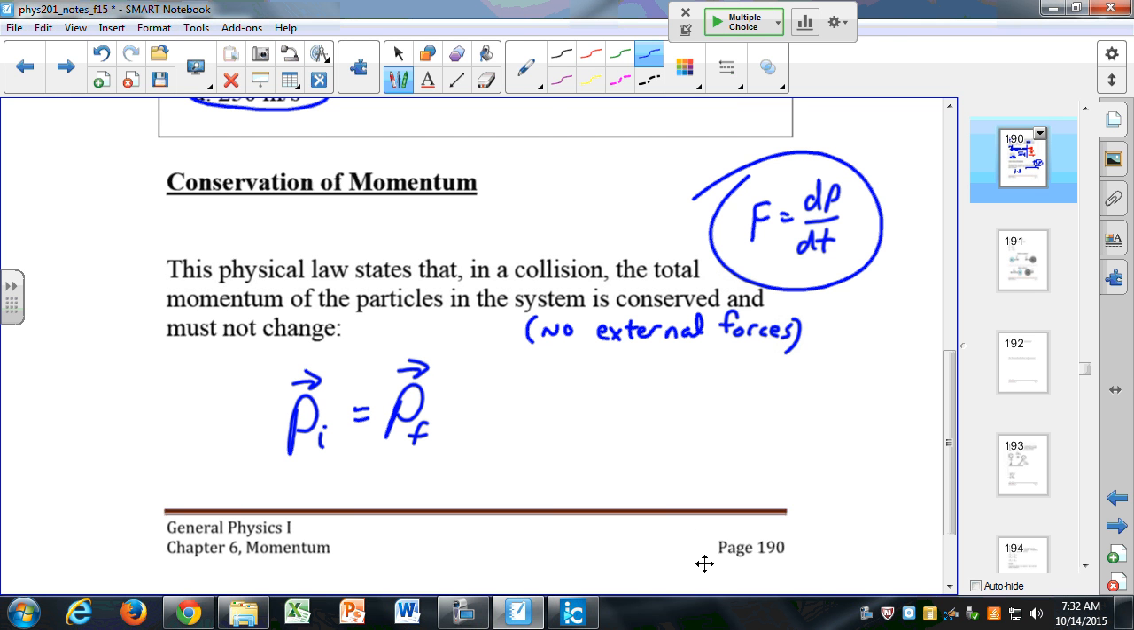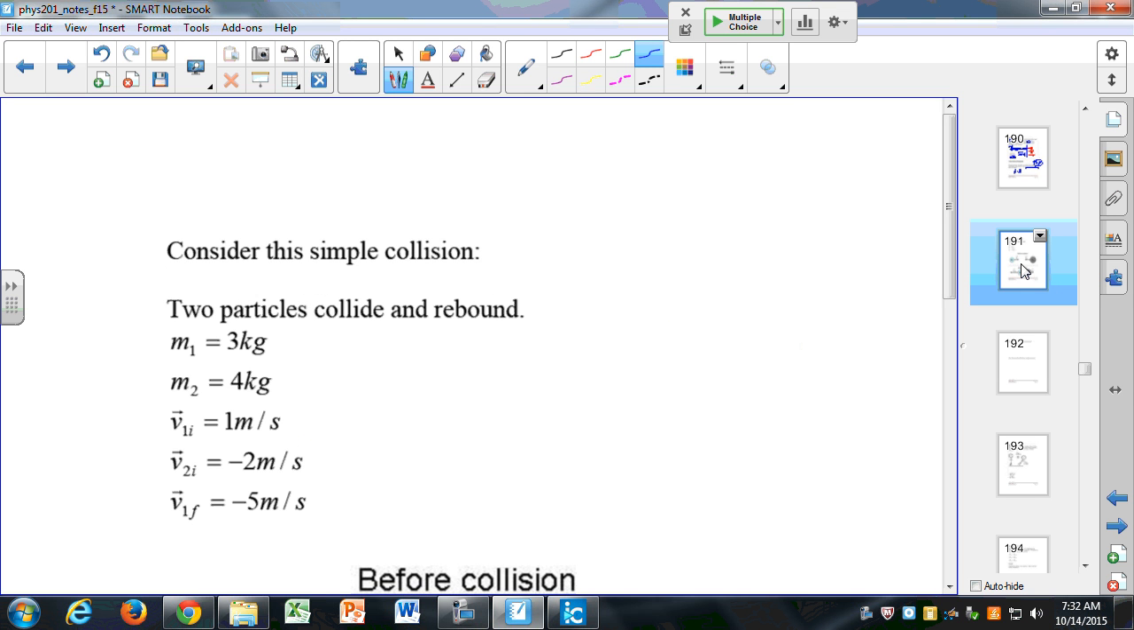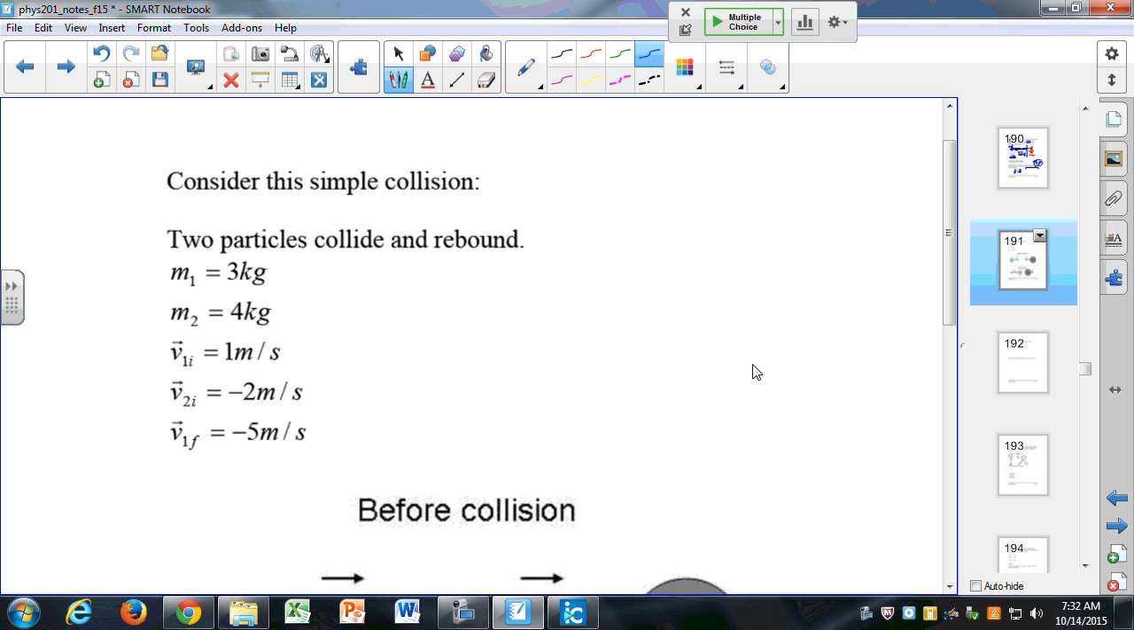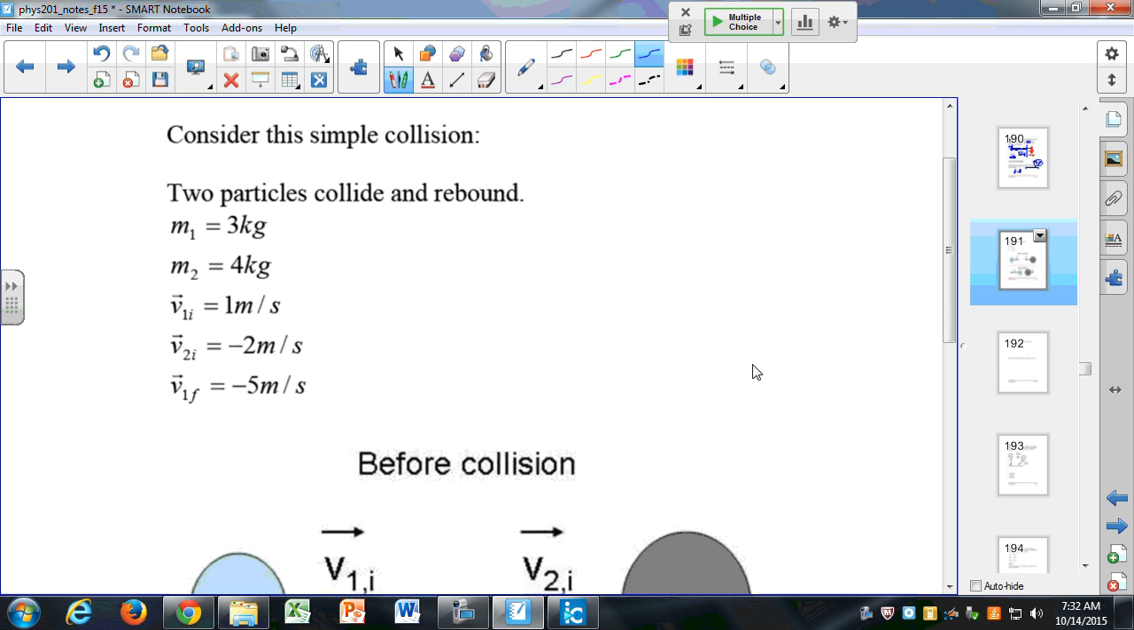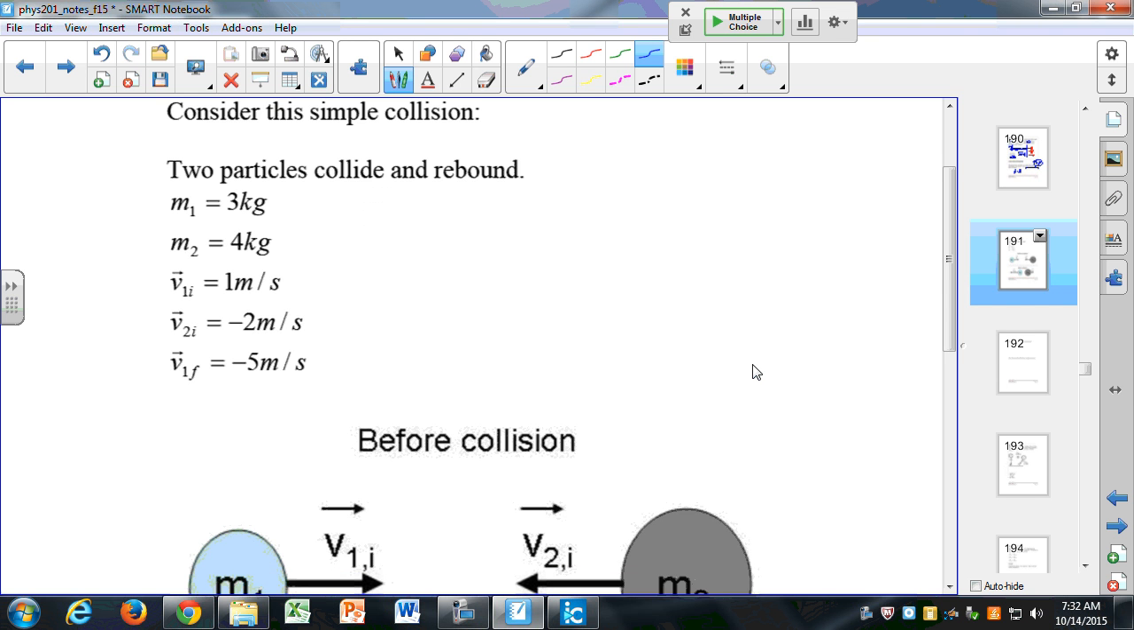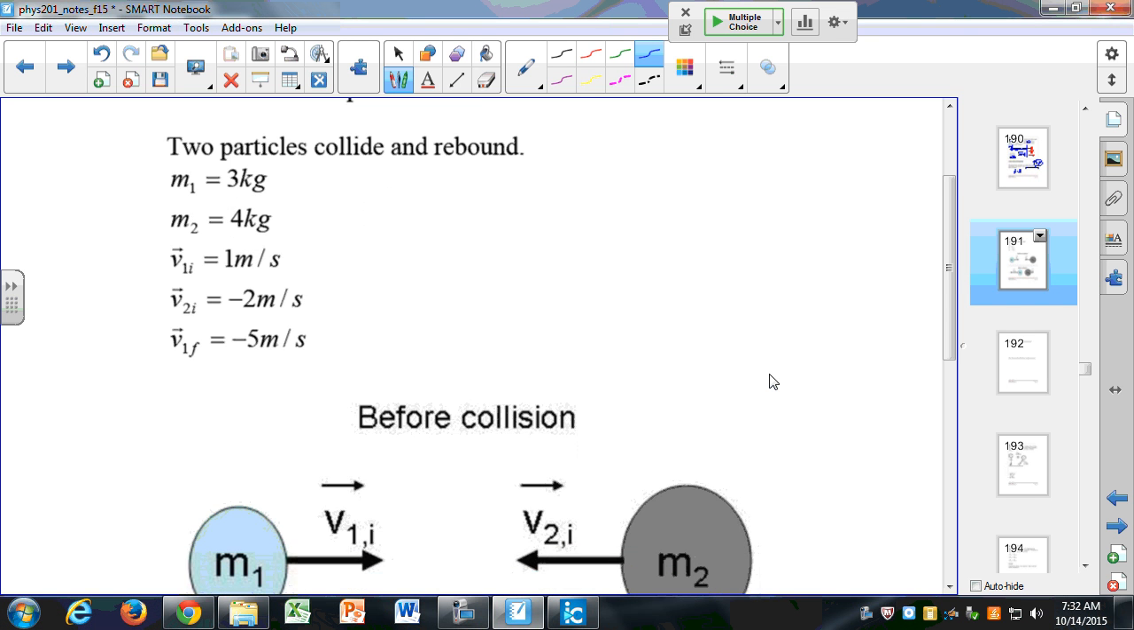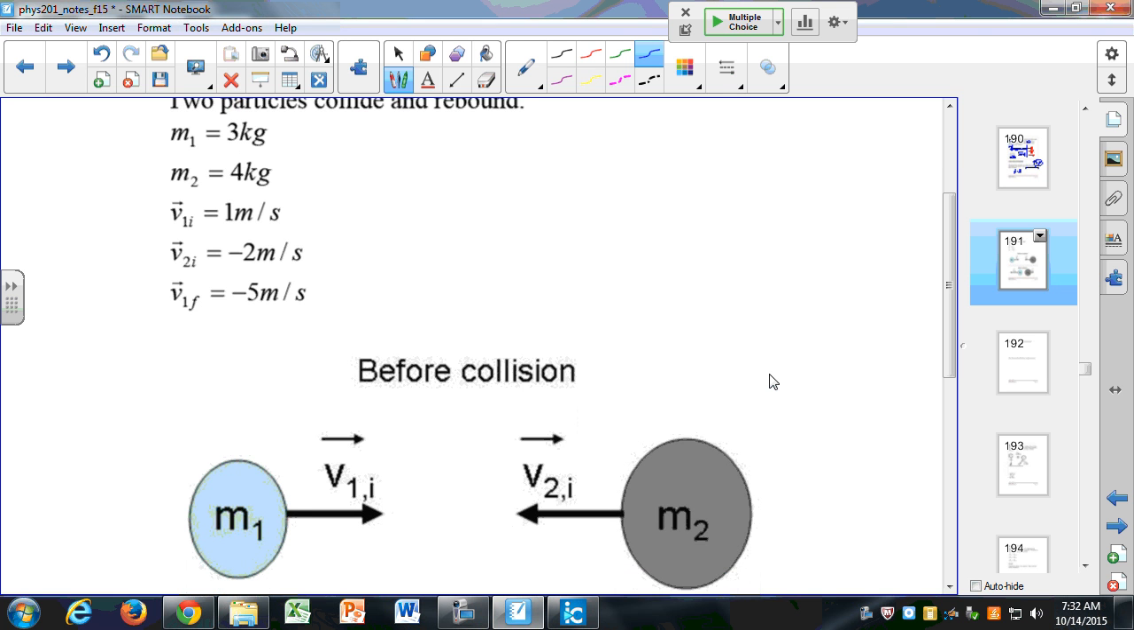Let's just do a simple one-dimensional problem. Now on your test, you'll likely have a two-dimensional problem, but let's start out with one dimension. The two-dimensional problem isn't really that big of a step. Instead of looking at the x direction only, you're looking at the x and y directions. We'll probably do one in two dimensions next time. But let's say that I have two particles, they collide, and then they rebound. These are the masses of the particles. The initial velocity of the first one is 1 meter per second. The initial velocity of the second one is -2 meters per second.